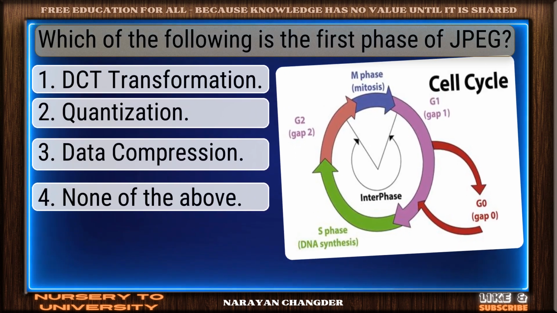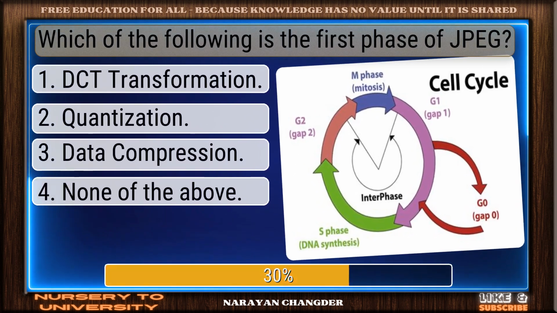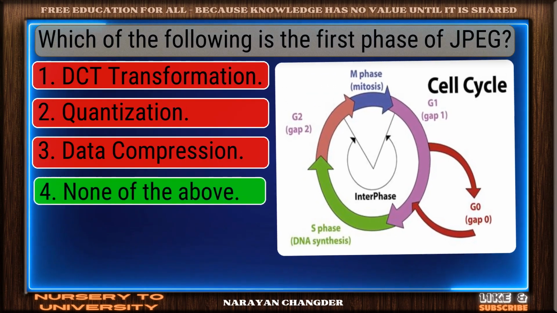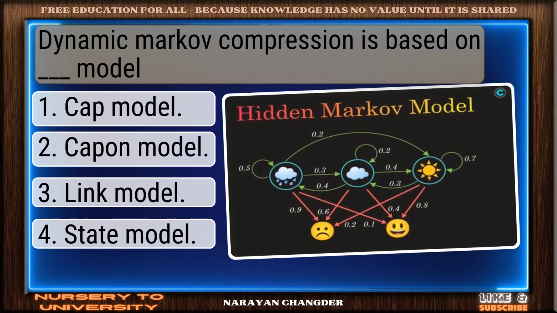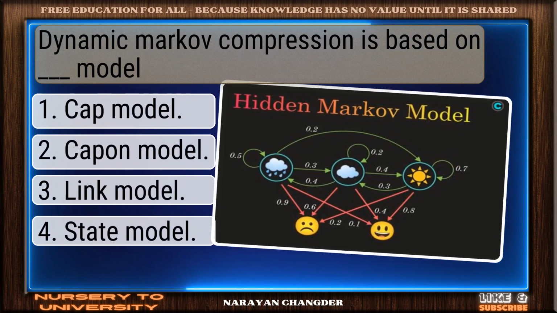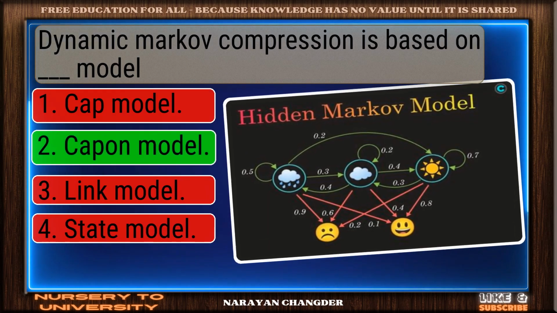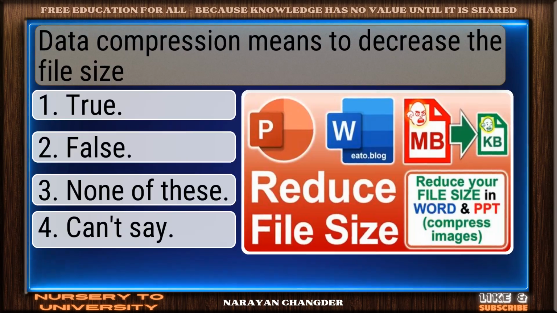Question number 61. Which of the following is the first phase of JPEG? You got it. Your choice, none of the above, is right. Question number 62. Dynamic Markov compression is based on dash model? Strong choice. Kaplan model is the right answer.